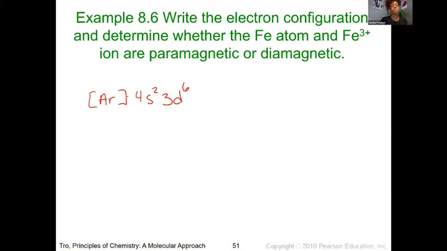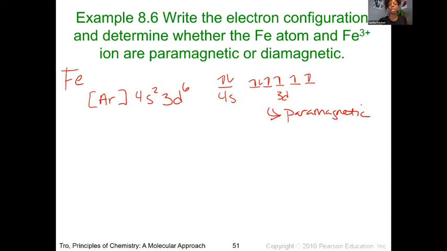If we look at the orbital diagram for this, we have 4s up and down, and 3d. Because of Hund's rule, remember, we go up, up, up, and then down. So we have those unpaired spins. The fact that we have those unpaired spins is what dictates that iron is going to be considered paramagnetic, meaning it would be attracted to the magnetic field.